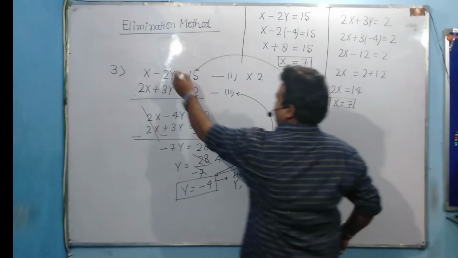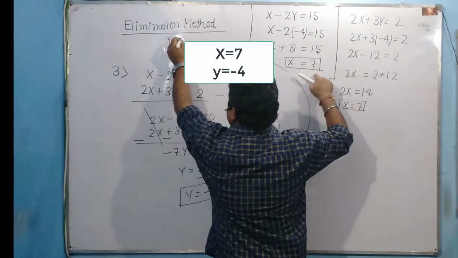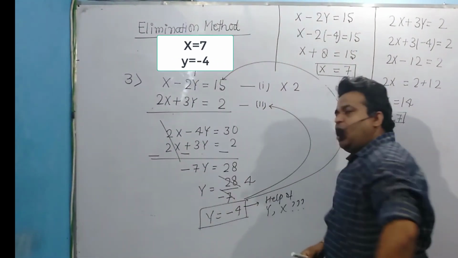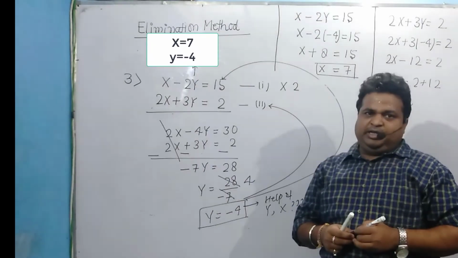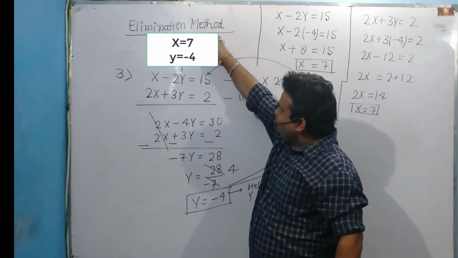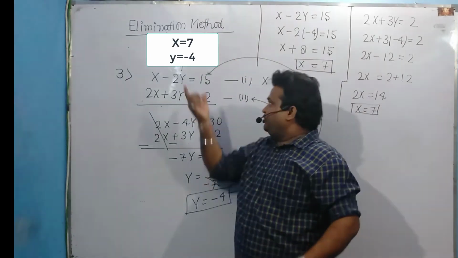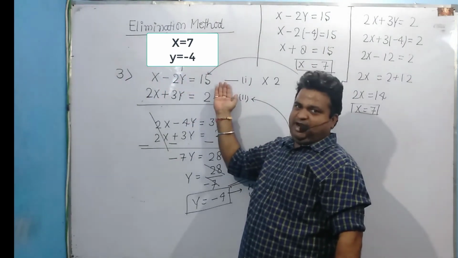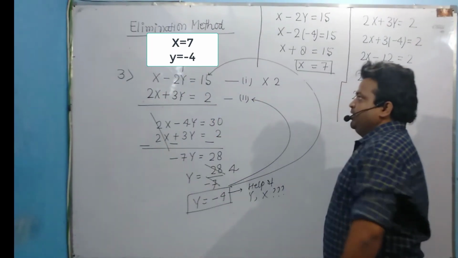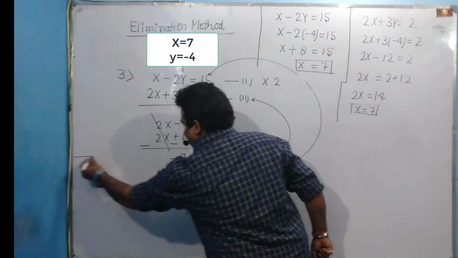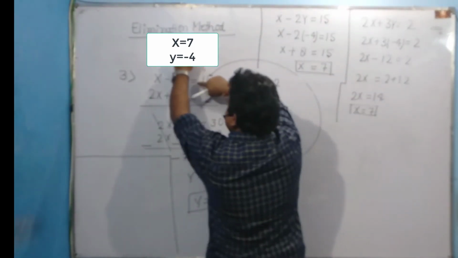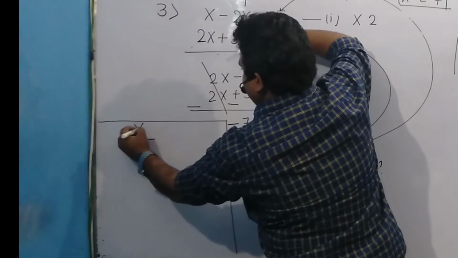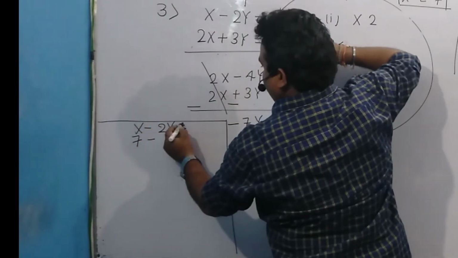So for this equation, my x value is 7, and my y value is minus 4. Now how can you check whether your answer is correct or not? It's a simple step. You just put x equal to 7 and y equal to minus 4 in either equation 1 or 2. You will get the left-hand side value equal to the right-hand side value. I am taking equation number 1 to check my answer: x minus 2y.